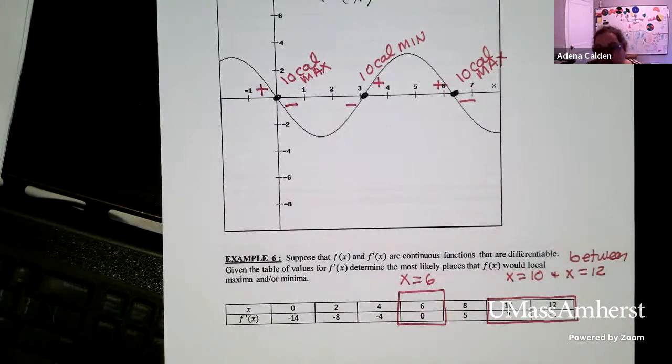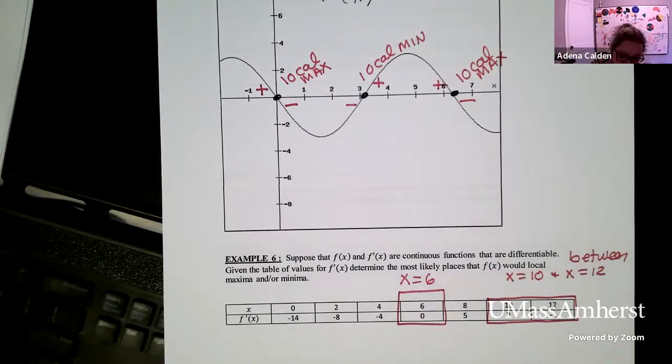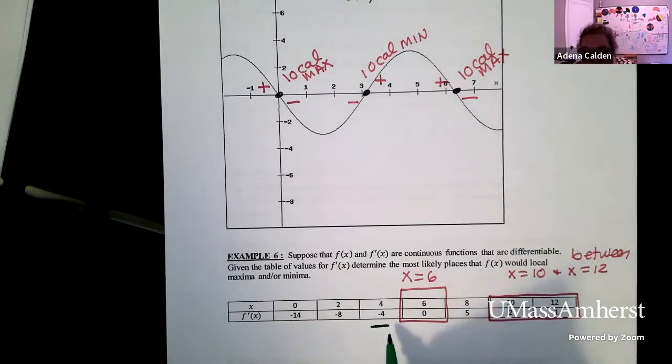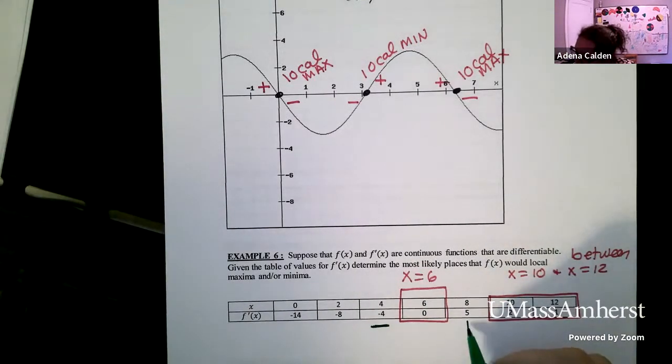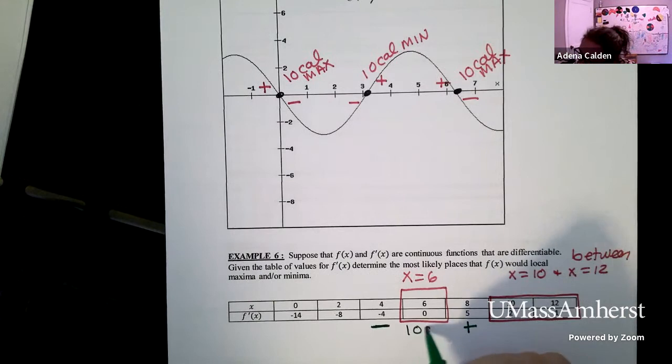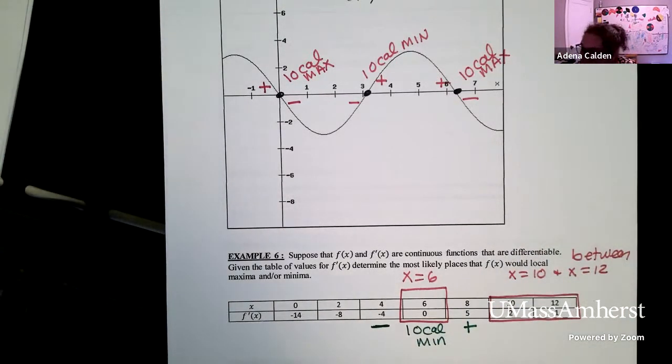What we need to determine is the sign of the first derivative to the left and to the right of our critical point. So we see here that we are negative before our critical point and positive afterwards. So if our first derivative changes from negative to positive around a critical point, that makes the critical point a local minimum.